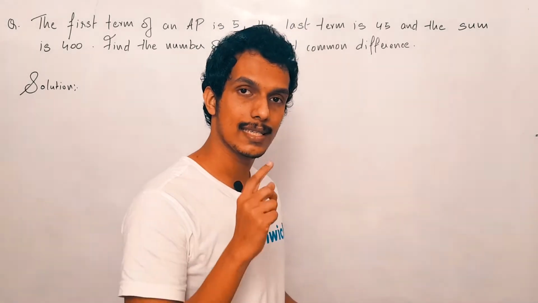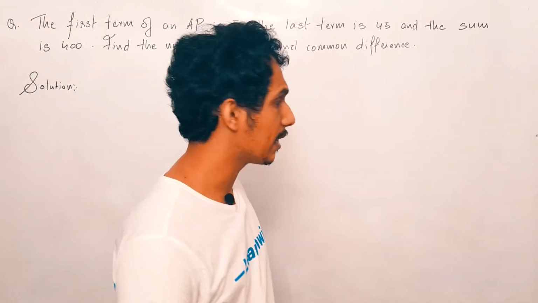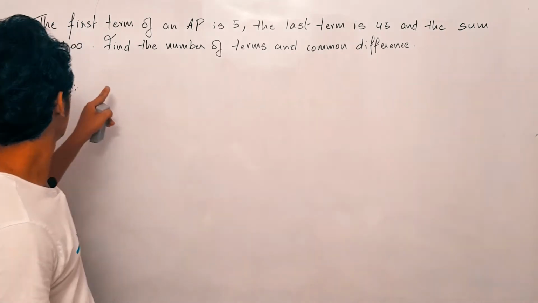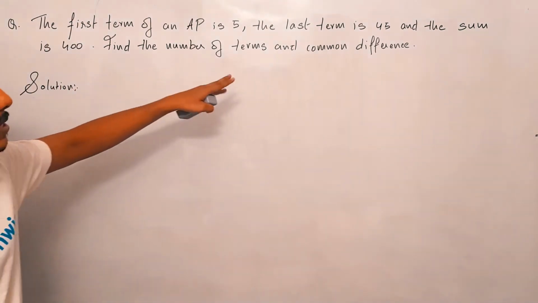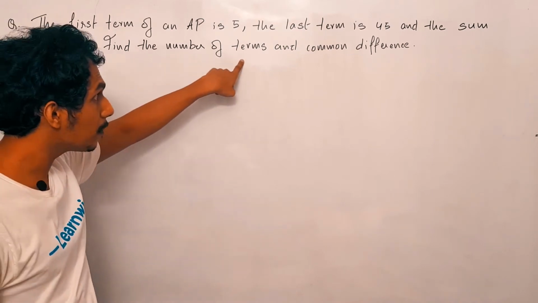So we are in the second video on sum of n terms of an AP. We've been doing the questions in the exercise, and now let's continue with this question. The first term of an AP is 5 and the last term is 45 and the sum is 400. Find the number of terms and common difference.